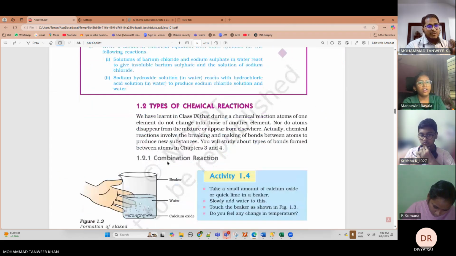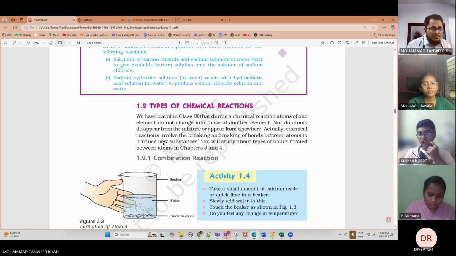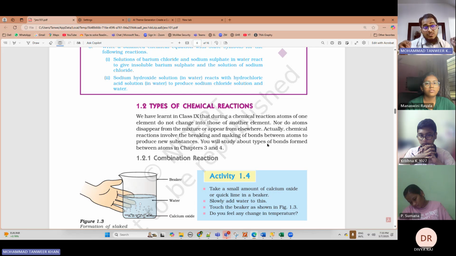Okay, now we will study the types of chemical reactions. There are different types of chemical reactions, and in your exam, you will get questions from this. This is a very important topic. We have learned in class 9 that during a chemical reaction, atoms of one element do not change into those of another element, nor do atoms disappear from the mixture or appear from elsewhere. Actually, chemical reactions involve the breaking and making of bonds between atoms to produce new substances.